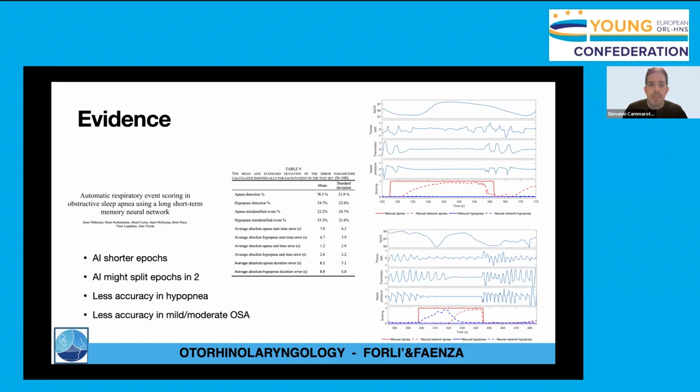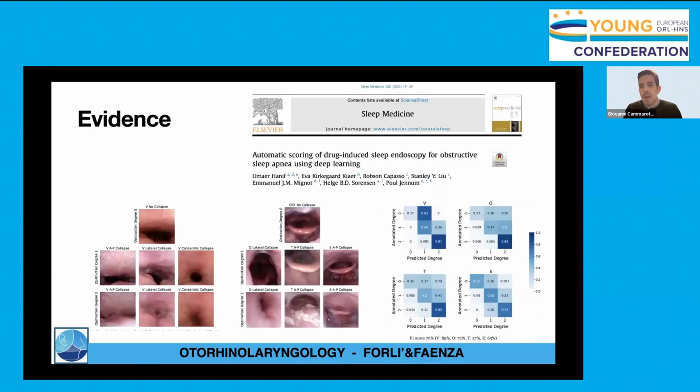This is the paper I was talking about before, the application of a deep learning model for the detection and the scoring of obstructive events in drug-induced sleep endoscopy.